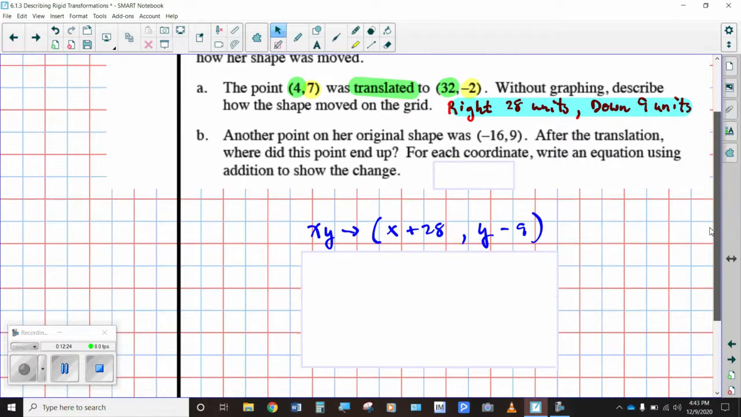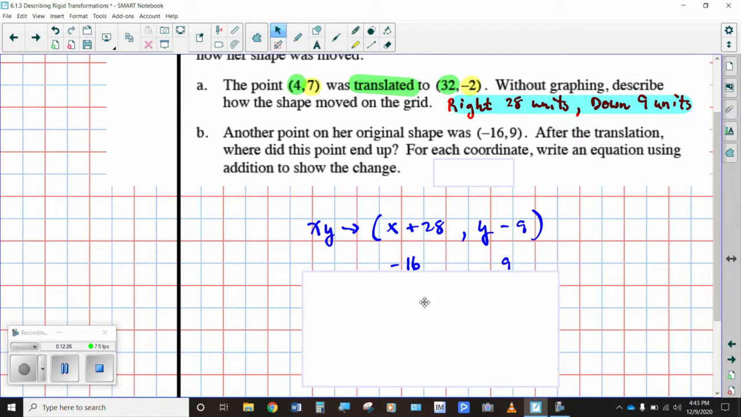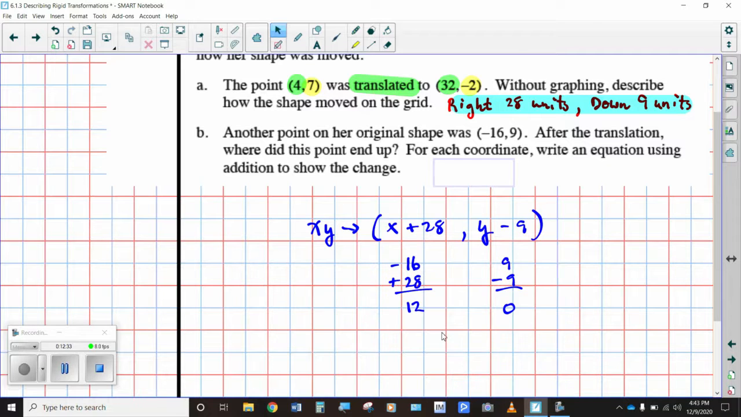All right, so we need to take the -16 and add 28 to that, and we need to take 9 and take away 9 from that. So what we end up with is the new x value has to be 12, and the new y value has to be 0, which means that this point that started at (-16, 9) now sits at (12, 0) after this translation.